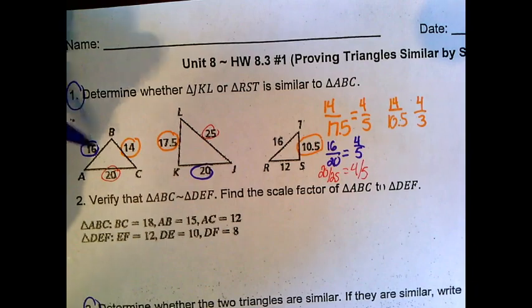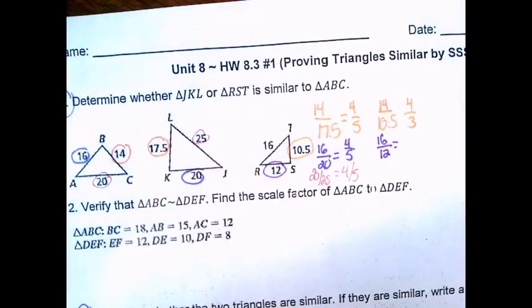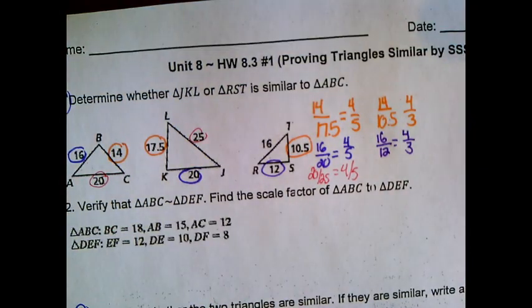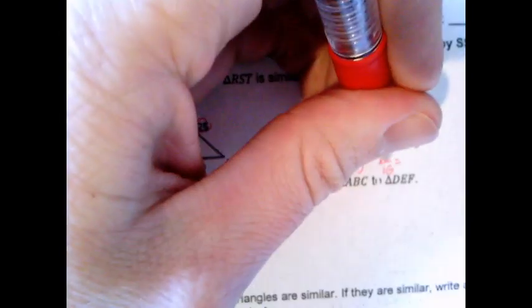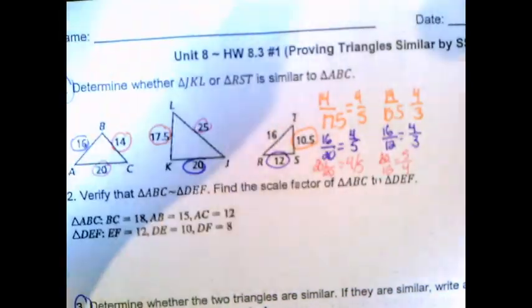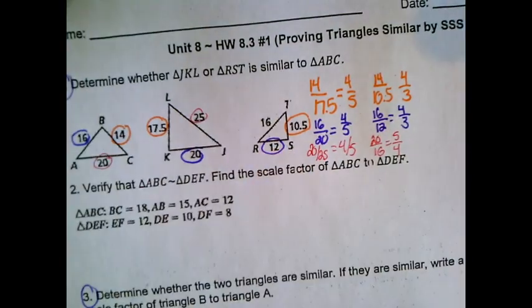Then I'm going to do my next one, which was my purple. 16 matches over here with the medium one, 12. So it'd be 16 over 12, which simplifies. 4 goes into that 4 times, and 4 goes into that 3 times. Then I'm going to do my last one, which is 20 and 16. 4 goes into that 5 times, 4 goes into that 4 times. So they do not simplify to the same number, so they are not similar. So these two are similar, and those two are not similar.